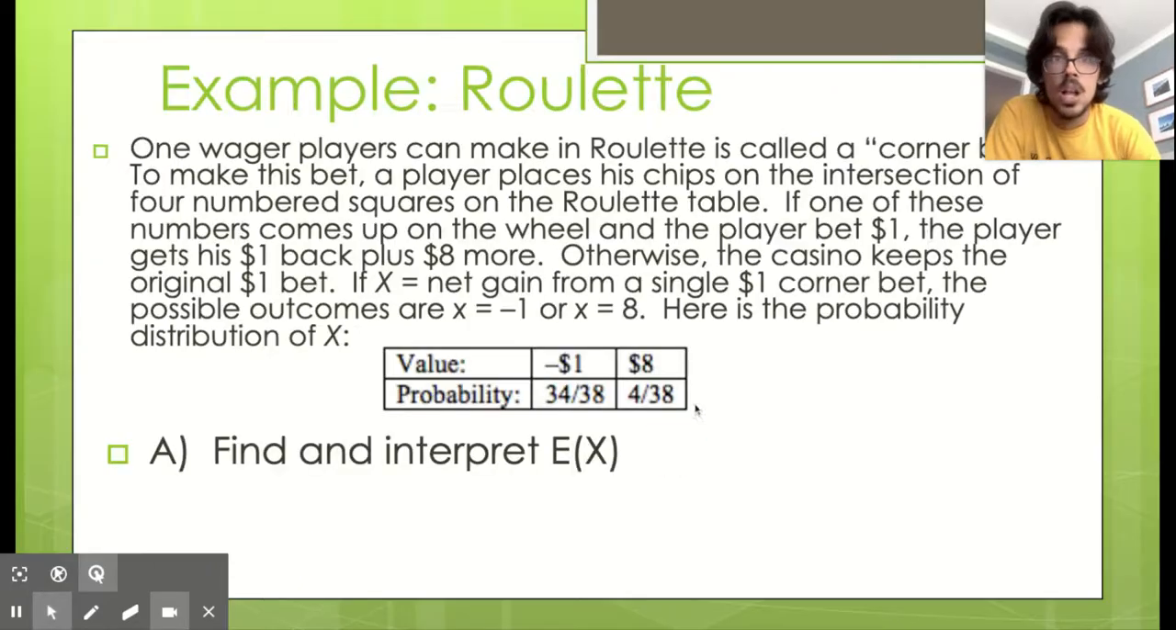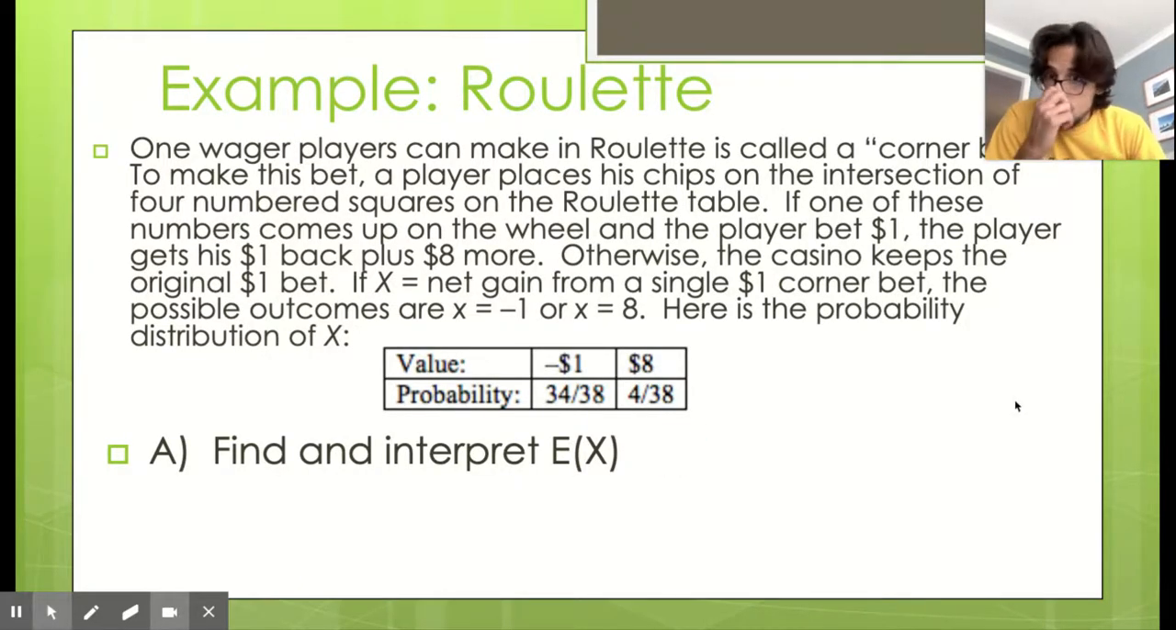So let's look at another example right here. In a game of roulette, you can make a $1 bet of something called a corner bet.